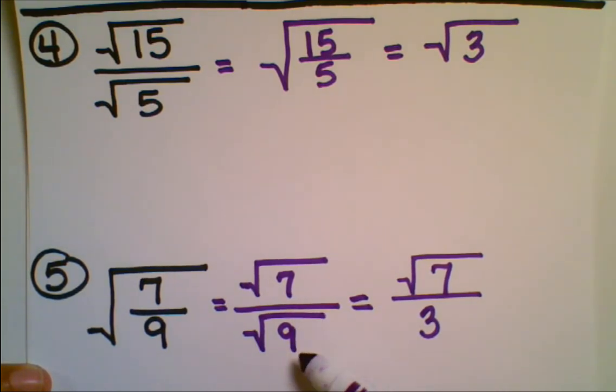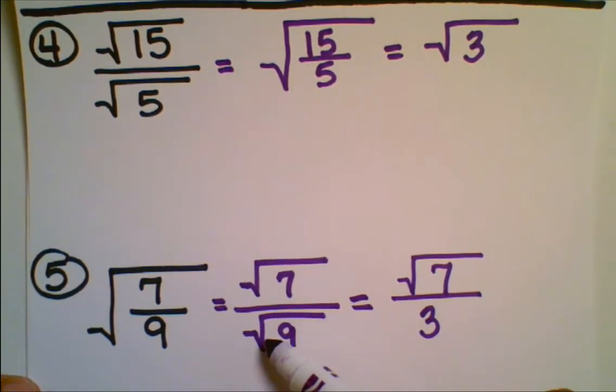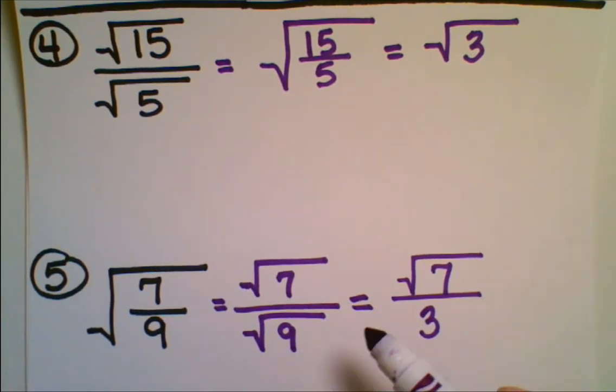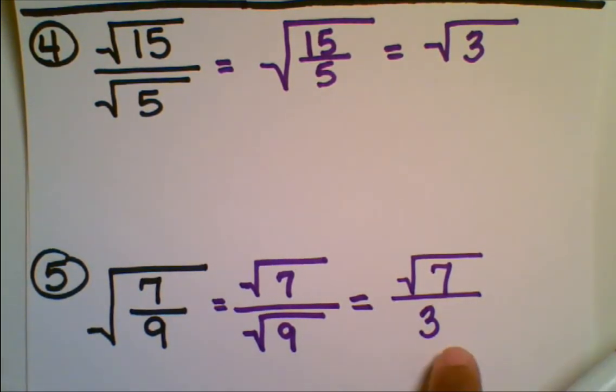In this section we're going to be looking at radicals that can be simplified in the denominator, but later on in the chapters we will be looking at what we must do when the denominator is not a perfect square and it can't be simplified. But for right now, just by learning this property, you're able to go ahead and simplify that denominator.